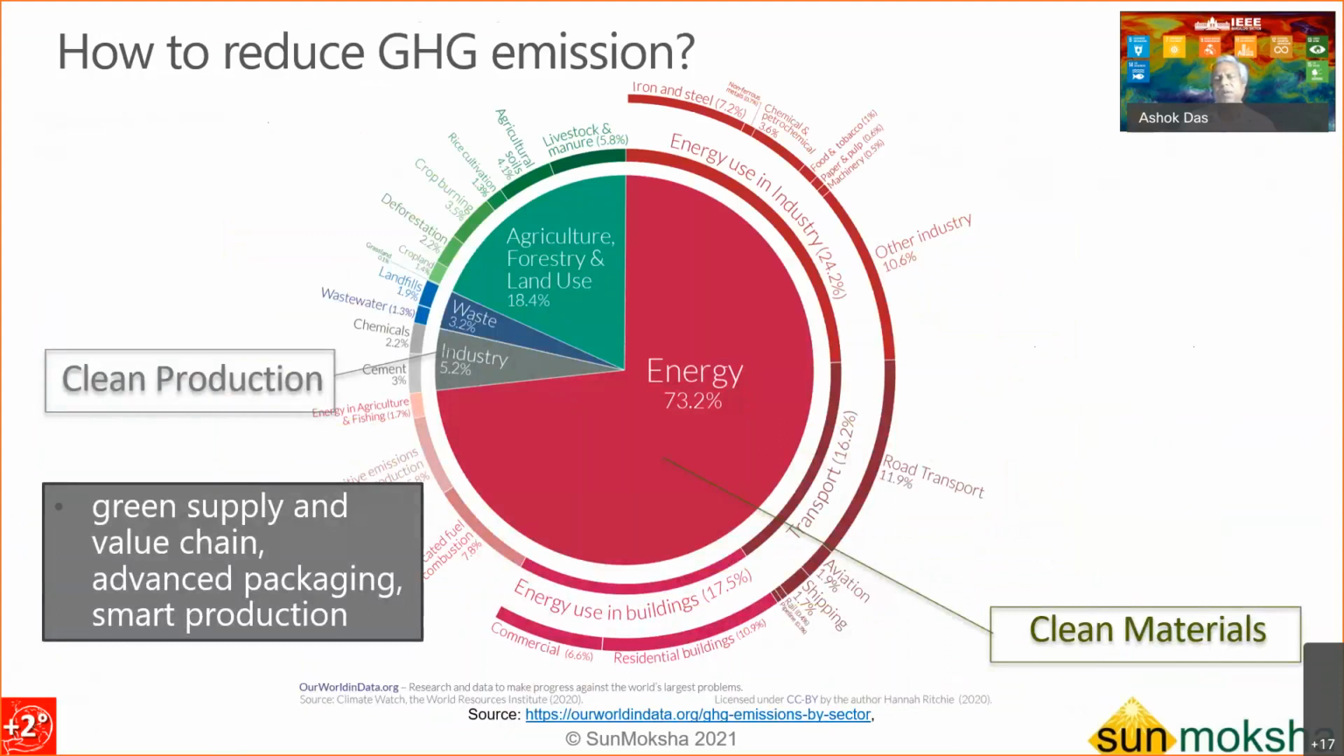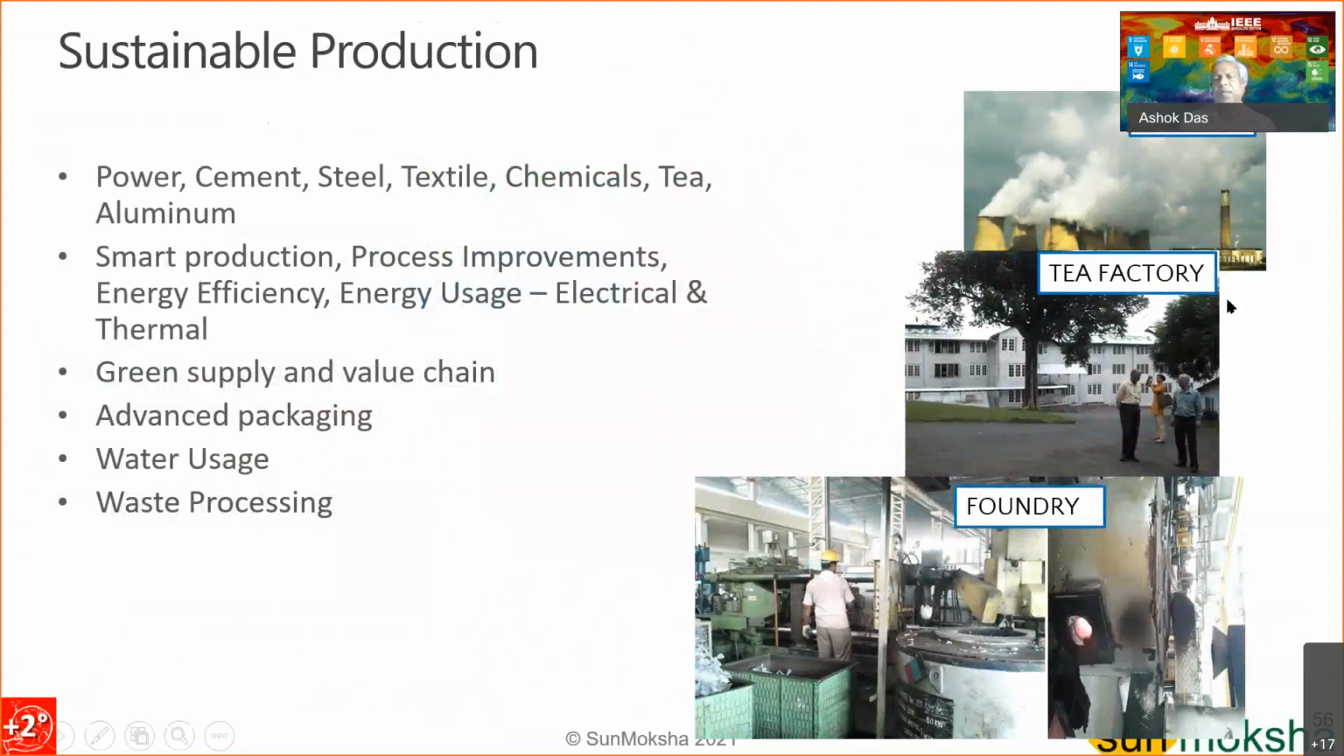Industries and materials, obviously, you can see they are one of the major contributors of GHG from two perspectives. They emit and they also absorb a lot of energy. Right? So whatever energy is produced, you would get. So smart production, process improvement, energy efficiency, energy uses, electrical, thermal, all of these need to be worked on. Green supply chain, advanced packaging, water use in the industry is heavy and needs to be minimized. And same for the waste processing.